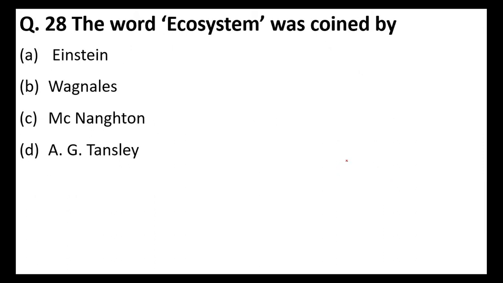The term ecosystem was coined by Einstein, Wagnalls, M.C. Nacton, or A.G. Tansley. The correct answer is option D, A.G. Tansley. This is an important question. He coined the word ecosystem.